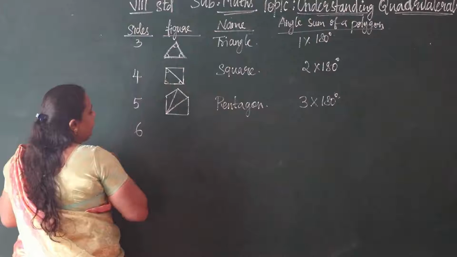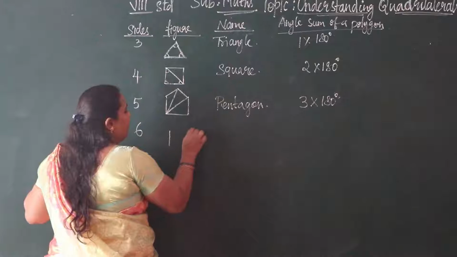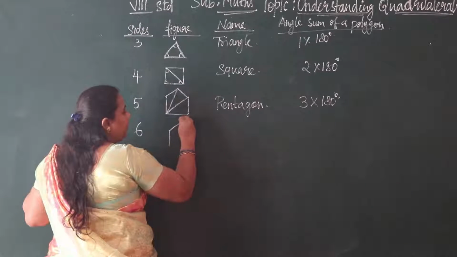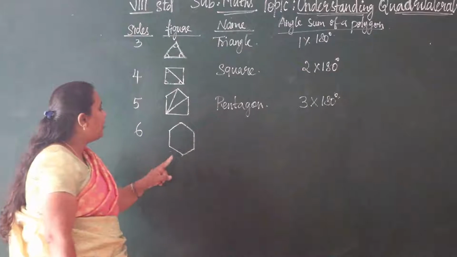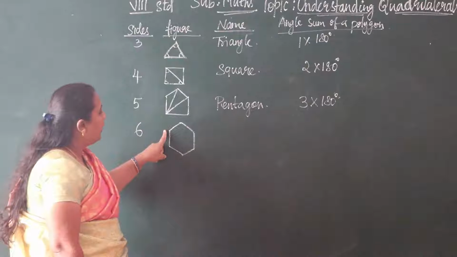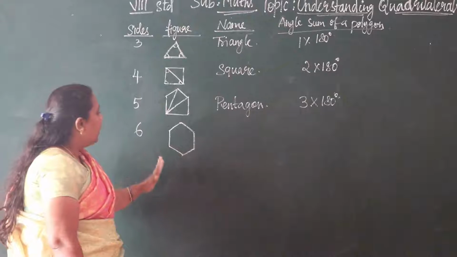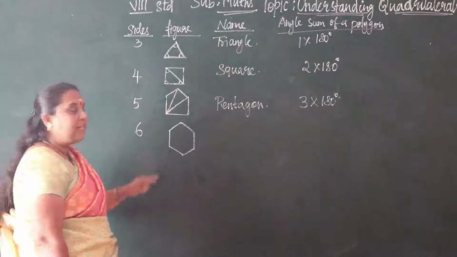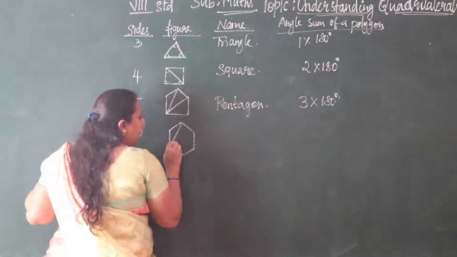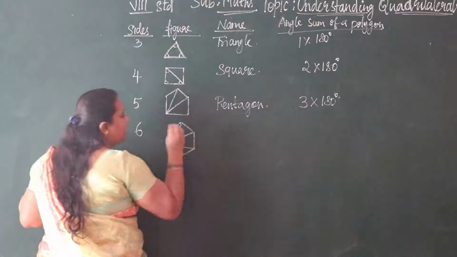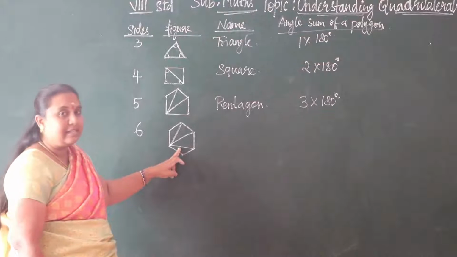And then the six-sided polygon. Six line segments, 1, 2, 3, 4, 5 and 6. How many vertices are there? See, 1, 2, 3, 4, 5 and 6 vertices are there. Here also we are taking one vertex and drawing the diagonals from this vertex to the opposite vertices. Now we have 4 triangles in a six-sided polygon.